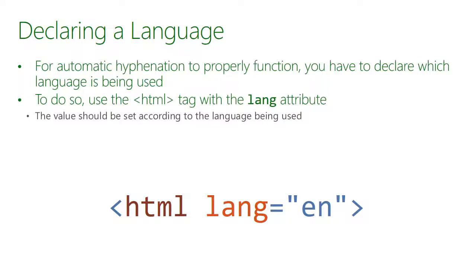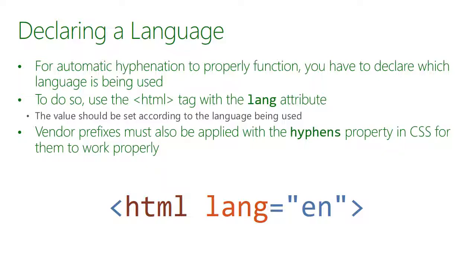In order for hyphenation to work properly, you must declare a language. To do so, use the HTML tag with the lang attribute. The value should be set according to the language being used. For example, html lang equals en. So that's the language code for English. Vendor prefixes must also be applied with the hyphens property in CSS for them to work properly.